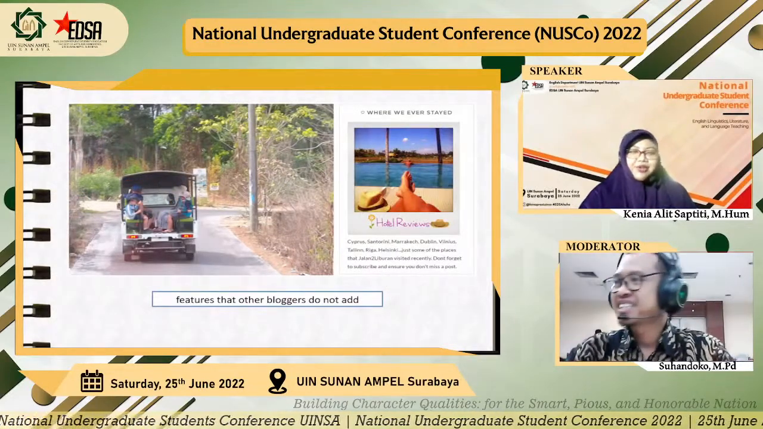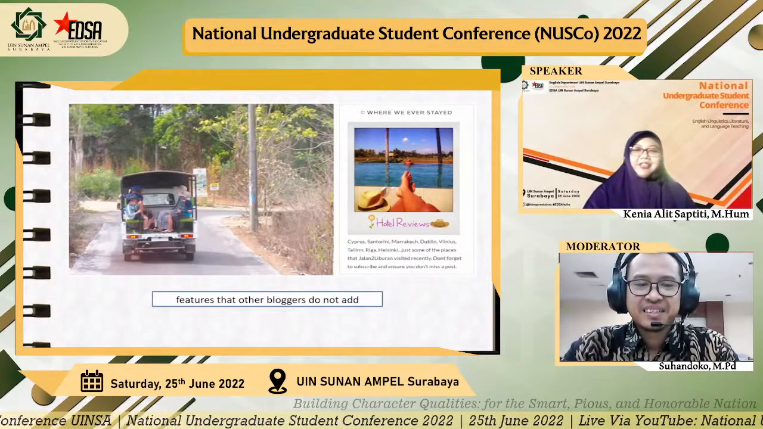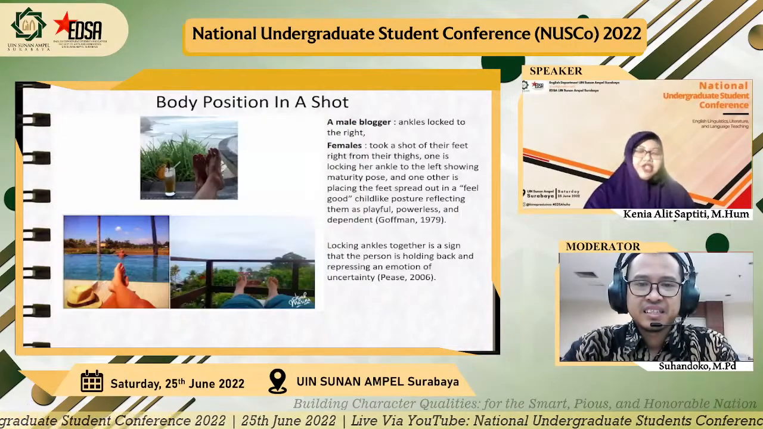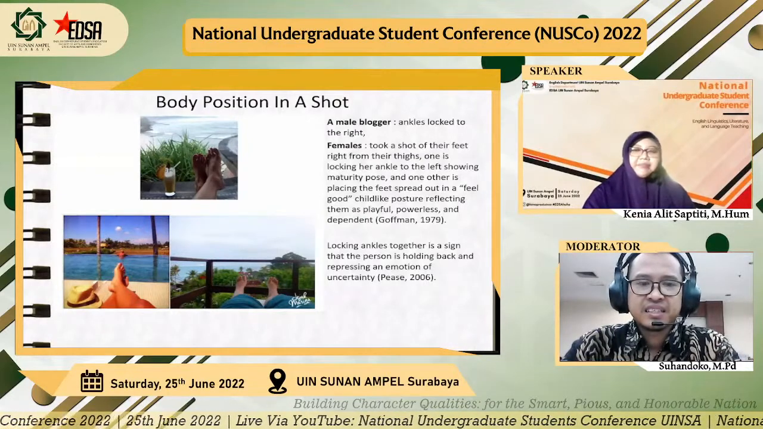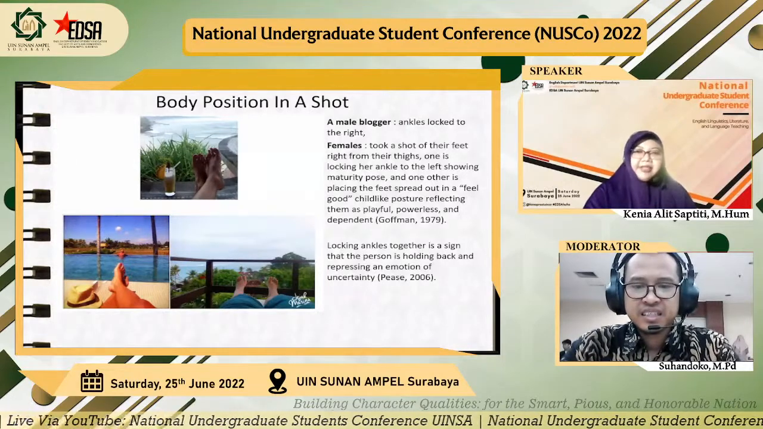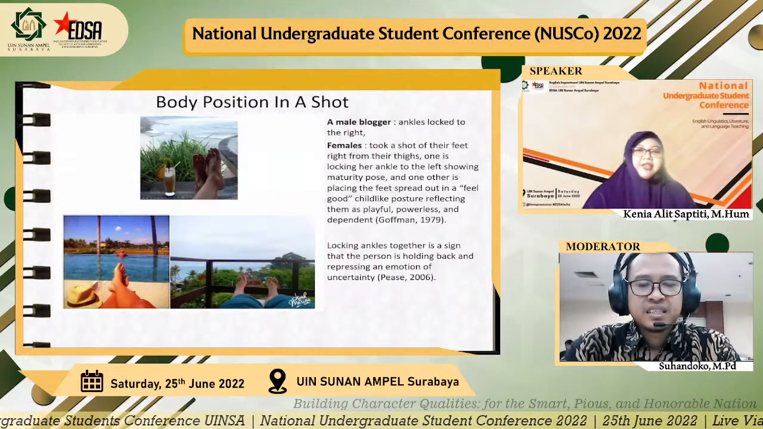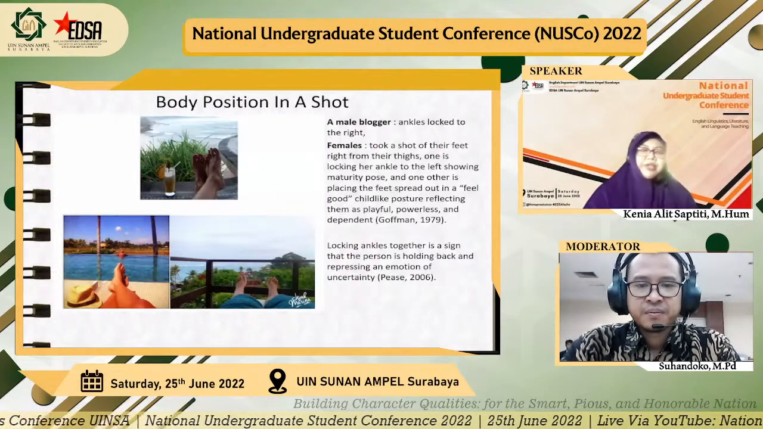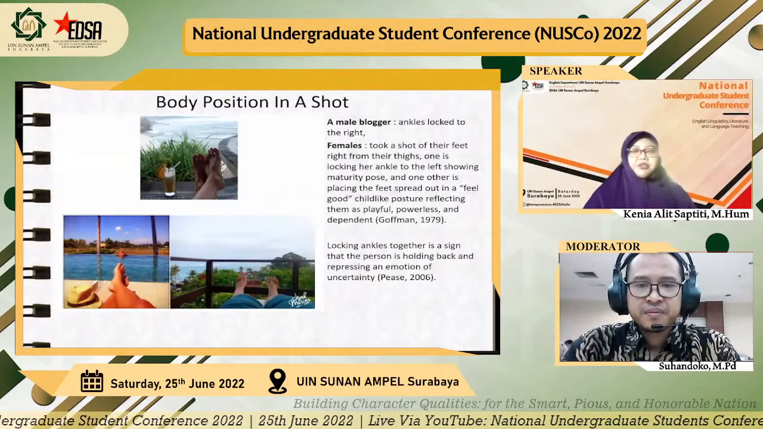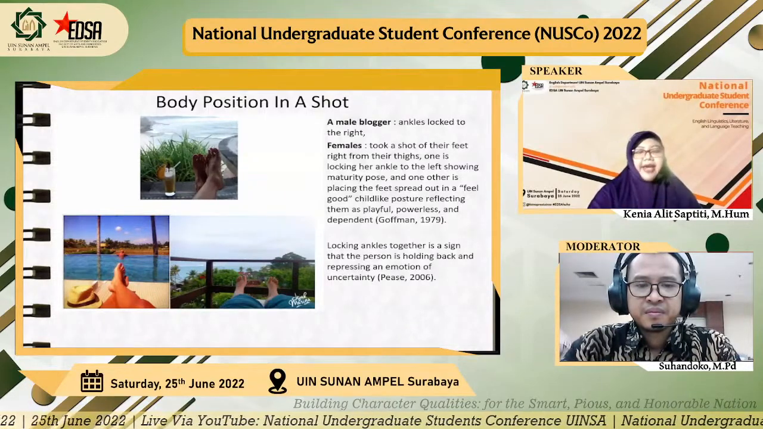Okay, so now, last but not least, oh sorry, it's not the last. I just need to put the features that the other bloggers do not add, which is about the situations in their blog, including the body position in a shot. So we can see here that a male blogger used the ankles locked to the right. Meanwhile, females took a shot of their feet right from their thighs. And you know that females tend to picture it from the thigh. Meanwhile, for the male, it's enough to shoot this pose from the ankle.